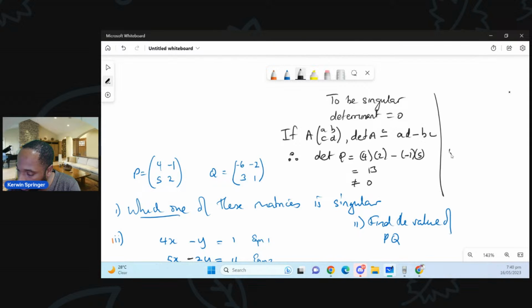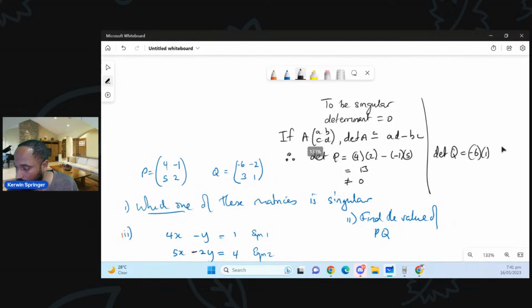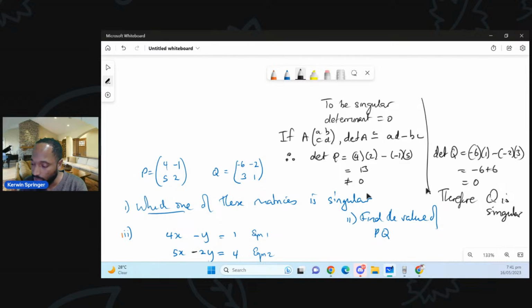And the determinant of Q is equal to what? The determinant of Q is -6 by 1 minus 2 by -3. So this is turning out to be -6 plus 6, which is equal to 0. Therefore, Q is singular. Yes, folks. And now we go on to the next thing.